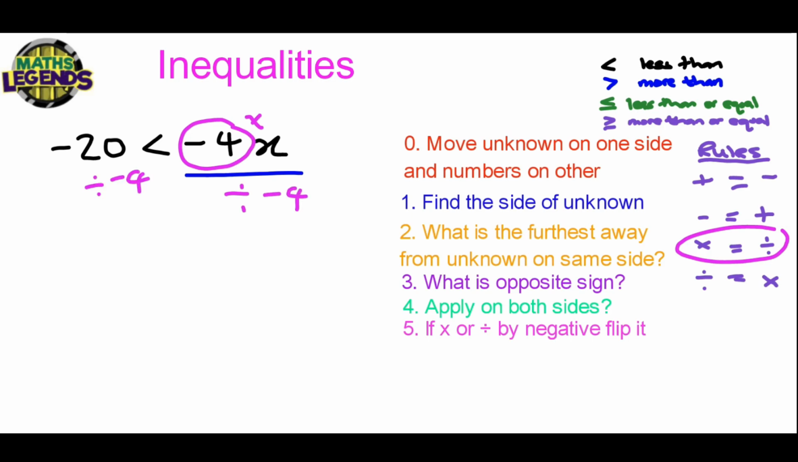And then we simplify. Minus 20 divided by minus 4. So 20 divided by 4 is 5. And the minus makes a plus. Now we divided by a negative. So we need to flip the sign from a less than to a more than. And minus 4 divided by minus 4 is 1. So it's just x. So the answer here is 5 is greater than x.